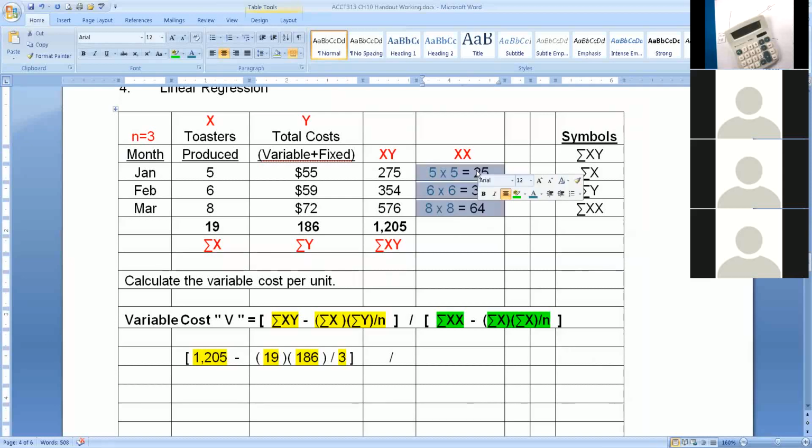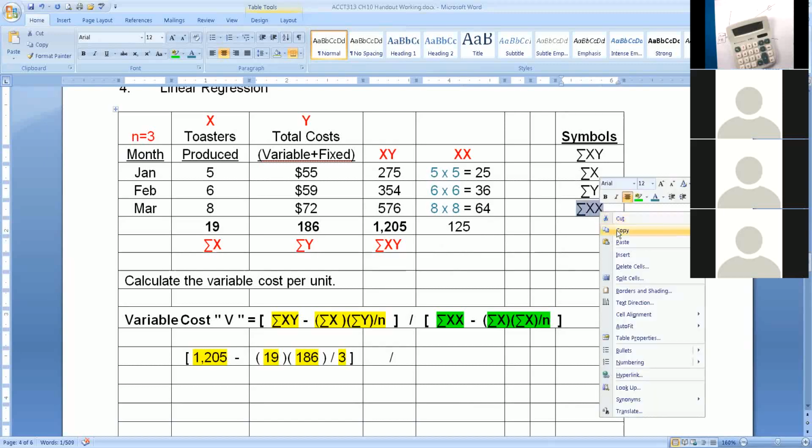So 25 plus 36 plus 64. I think it's 125, isn't it? Oops. Let's put the right numbers in. How about 25 plus 37 plus 64? Yep, 125. So that is our summation of x times x.